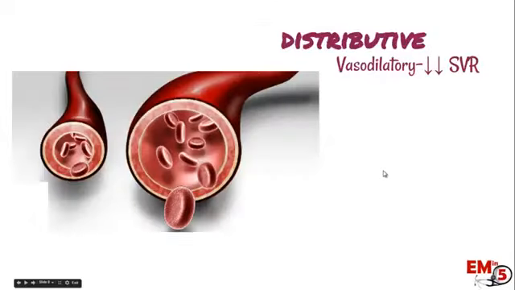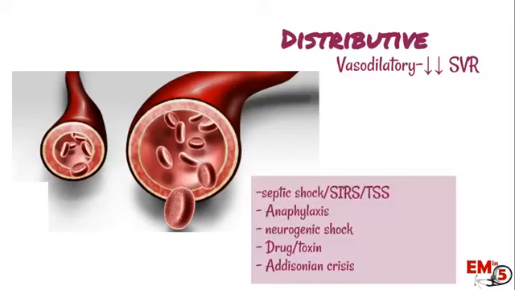The next kind is distributive shock. This is the kind we think about a lot. This is the vasodilatory shock that involves a very low systemic vascular resistance. In the ER, we're thinking about septic shock. Anybody who has SIRS criteria or maybe even toxic shock syndrome can have this vasodilatory shock. Anybody having anaphylaxis, maybe a trauma patient with neurogenic shock, meaning an injury to the spinal cord that then causes just massive dilation, and you end up with distributive shock. A drug or toxins can cause this, or also Addisonian crisis.